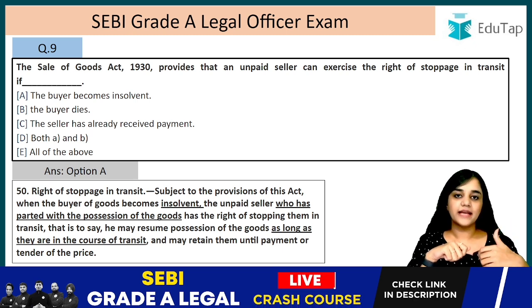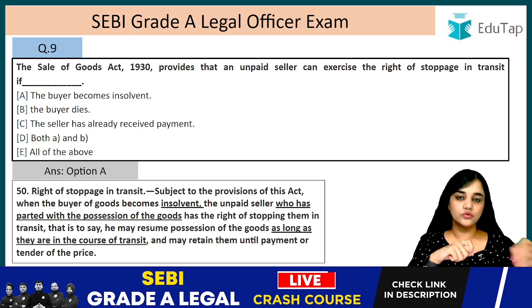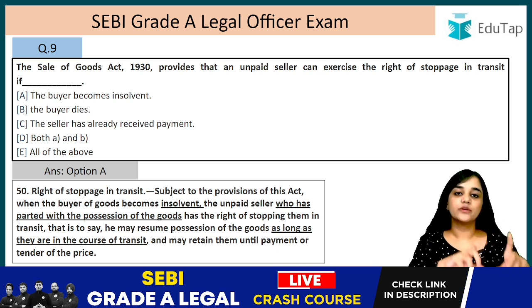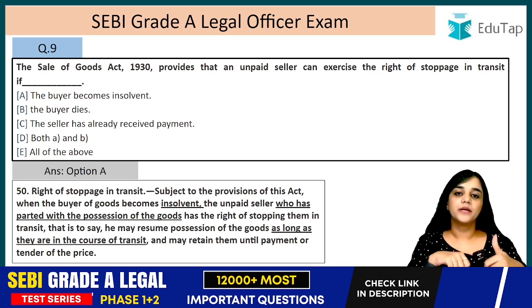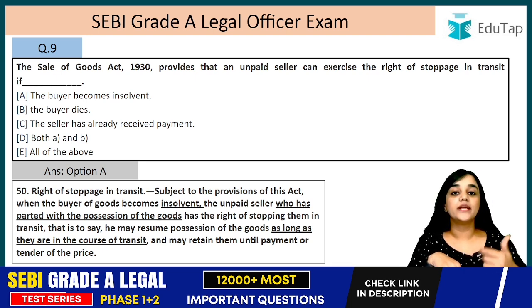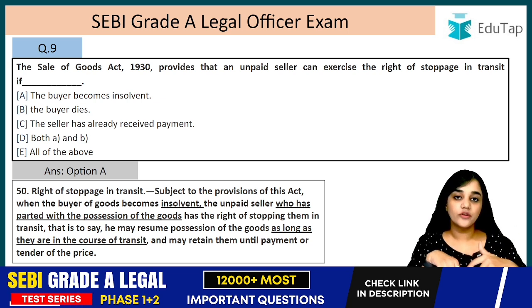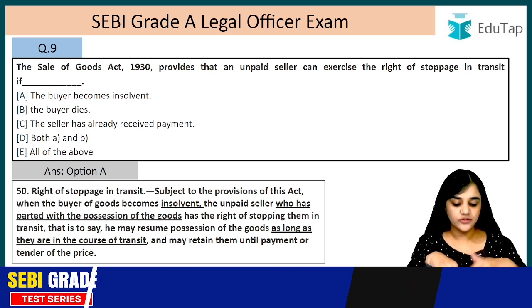So he calls a carrier and says, please deliver these goods to C. But the goods are where? The goods are with the carrier only right now, right? And A comes to know that B has become insolvent. In that case, what can he do? He can call the carrier and say, bring the goods back, and he can take possession of the goods, right? So this is stoppage in transit.